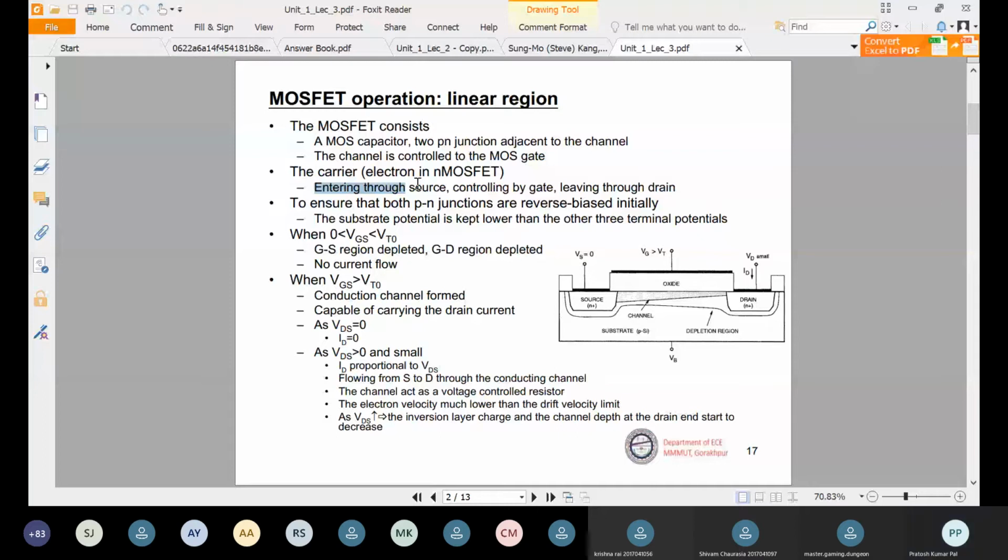the other terminal potential. That means we need to make sure these diodes are biased in the reverse direction so that there will not be any leakage current without forming a channel.